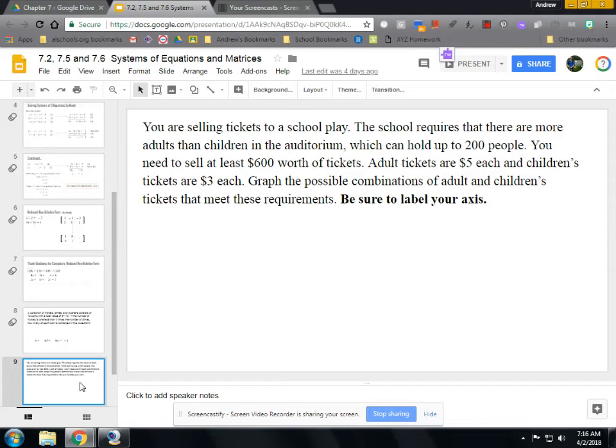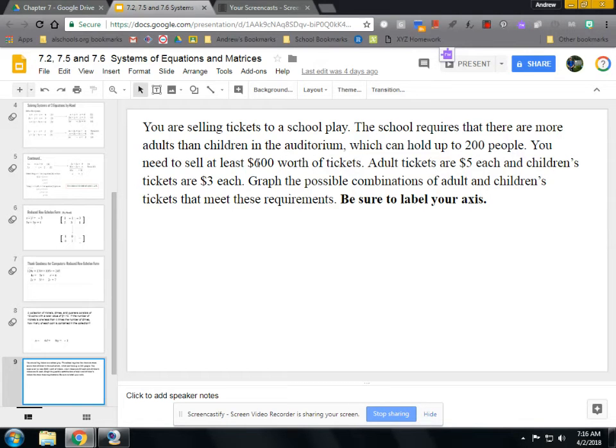Adult tickets are $5 each. So adults have a value of $5, and children's tickets are $3 each. Children have a value of $3. So adults are valued higher than children, but their value together would have to be $600. Or they want to make $600. They could make more. If they made $1,000, that'd be great. More than 600 is okay, but they need to sell at least $600 worth of tickets.